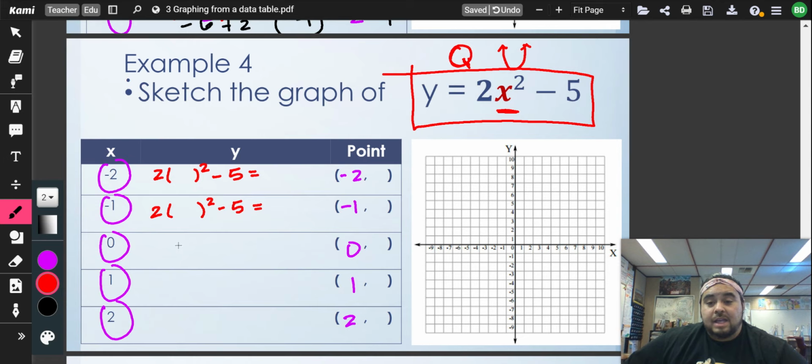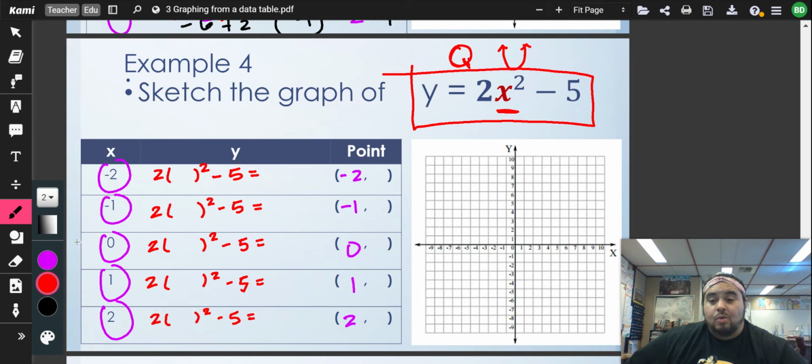Okay. I know this is meticulous, but we're setting up our problems so that we don't make silly mistakes later. We're giving ourselves a nice structure that we can plug numbers into. Squared -5. Okay, and now we are going to plug the x values into those parentheses. So -2, -1, 0, 1, and 2.